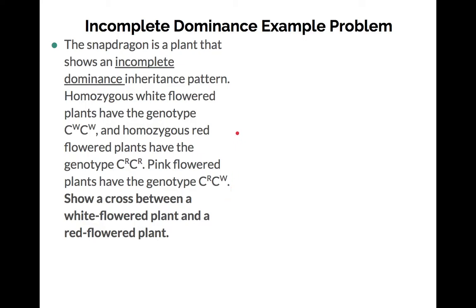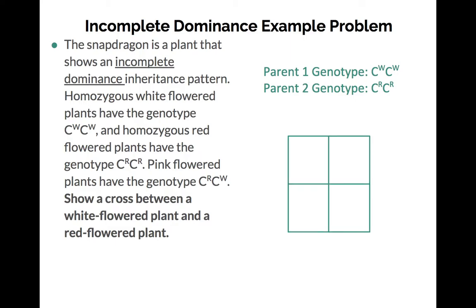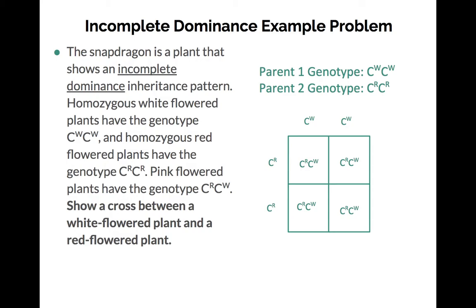So step one is the same as our other Punnett squares. We have to determine what the parents are. Okay, so our parent 1 genotype, CWCW for white, parent 2, CRCR for red. Okay, set up your Punnett square and go ahead and cross your parents. Parent 1, parent 2, and we should get something that looks like this. So here's your red parent, here's your white parent, we cross them, and we end up getting all of them CRCW.